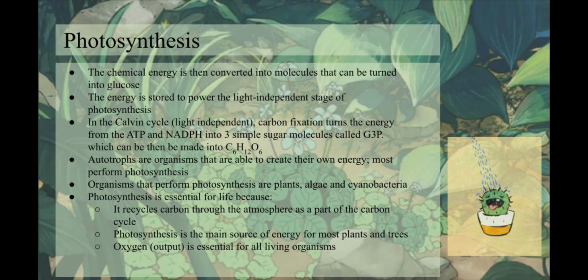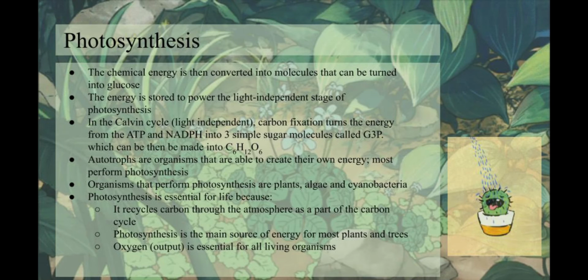Chemical energy is converted into molecules that can be turned into glucose. The energy is stored to power the light-independent stage of photosynthesis. In the Calvin cycle, the light-independent stage, carbon fixation turns the energy from the ATP and NADPH into three simple sugar molecules called G3P, which can later be turned into glucose.